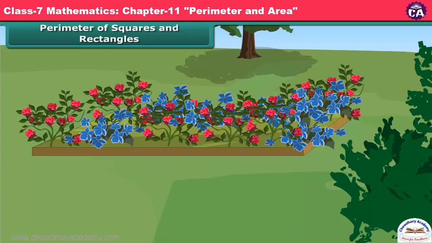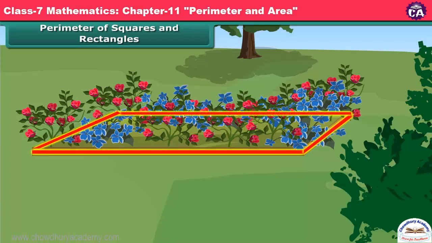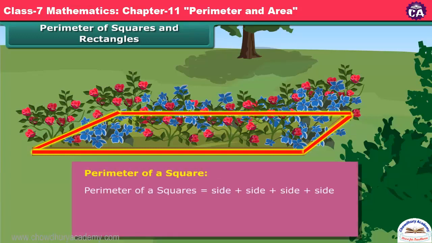Perimeter of squares and rectangles. Students, can you measure the boundary of flower bed in the park? Yes, by measuring the sides of flower bed. So, perimeter of a shape is the outer boundary of the shape. So, the perimeter of a square is the sum of the sides of the square. You understood what is perimeter?